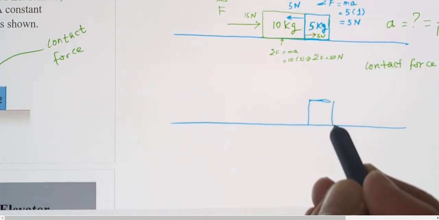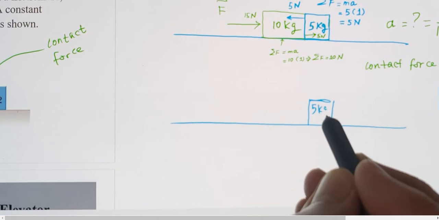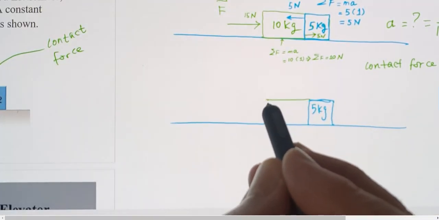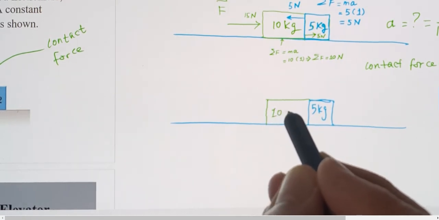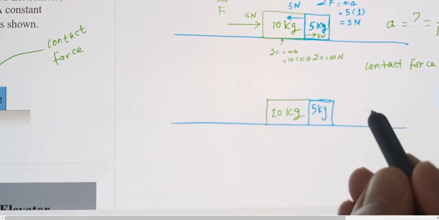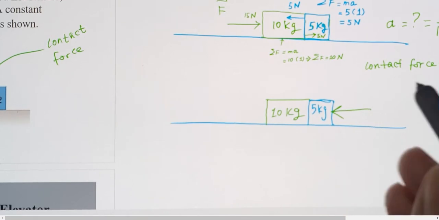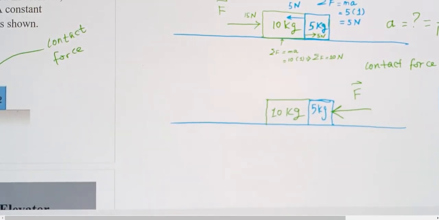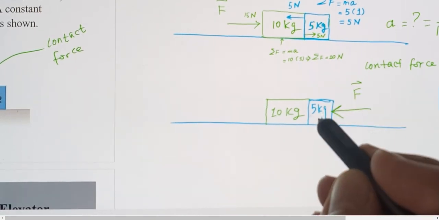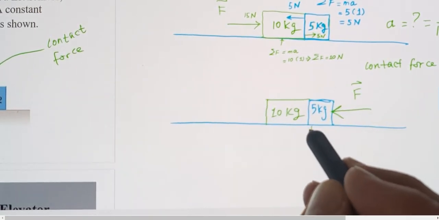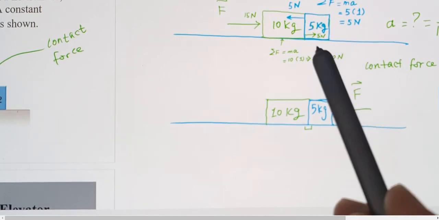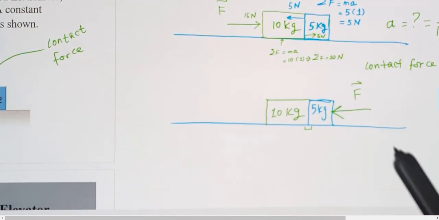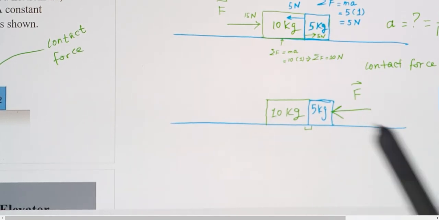So we have 5 kilogram and we have 10 kilogram, and the force now is applied from right to left. And we are interested to calculate the contact force. Previously, we calculated the contact force as 5 Newton. Now we apply the same method.